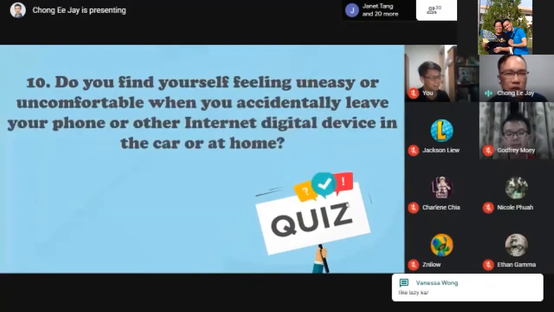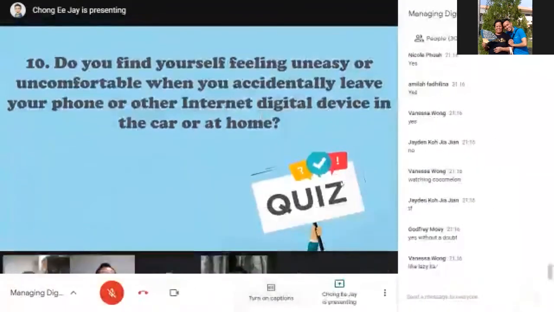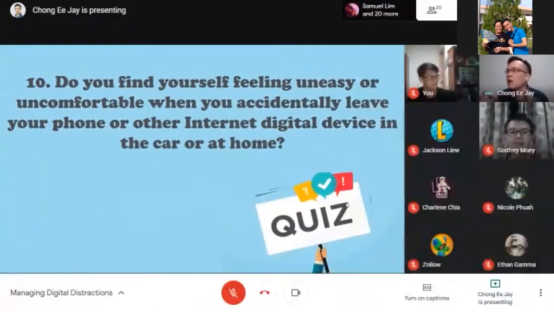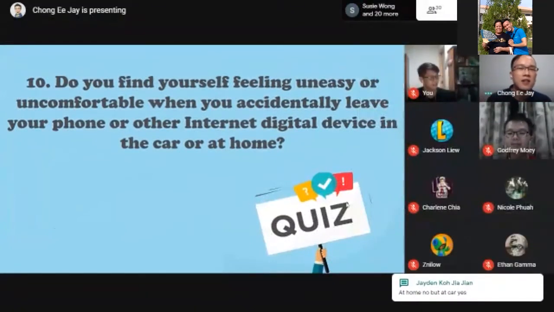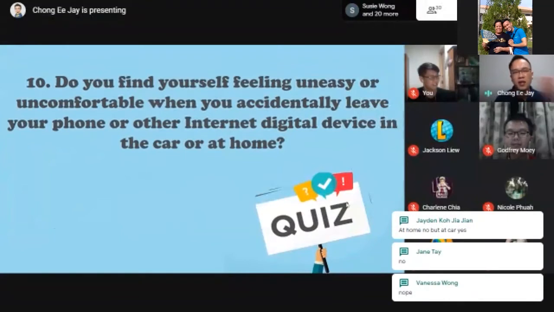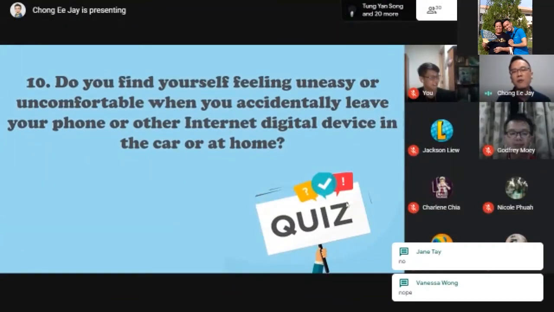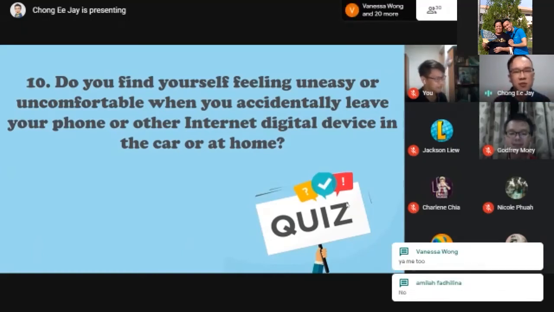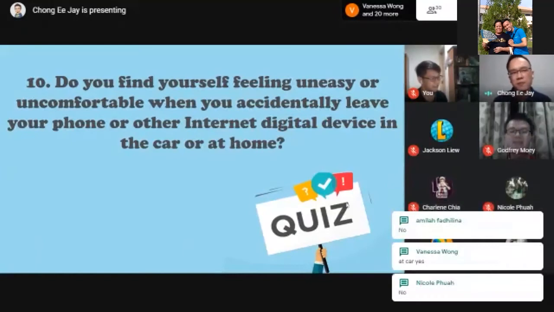Okay, hang in there, another 3 questions. Number 10, do you find yourself feeling uneasy or uncomfortable when you accidentally leave your phone or your device in the car, your parents' car, your own car, some of you are driving, you're older, or at home? You feel uneasy, uncomfortable. For those of you who are older, you know there's a credit card lingo: you cannot leave home without it. Some of us really feel this way. Wow, when we leave our home without our devices, we get withdrawal symptoms.